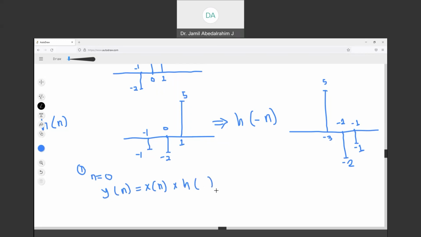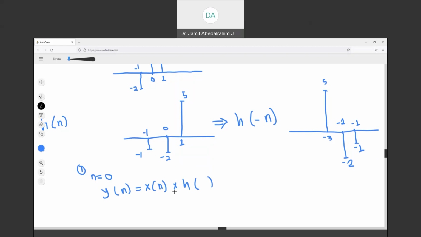So all the previous steps were only drawing. That's why we now start with multiplication. So we draw x of n, then we draw h of n, then we flip h of n to become h of -n. So by the way, students, when we start the multiply operation, we know that y of n equals x of n multiply h of n.